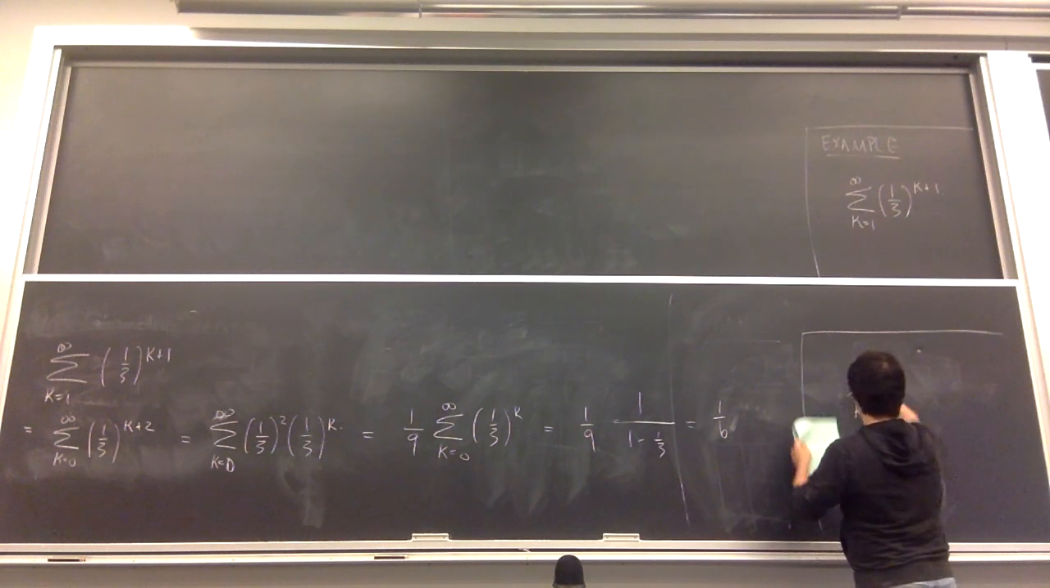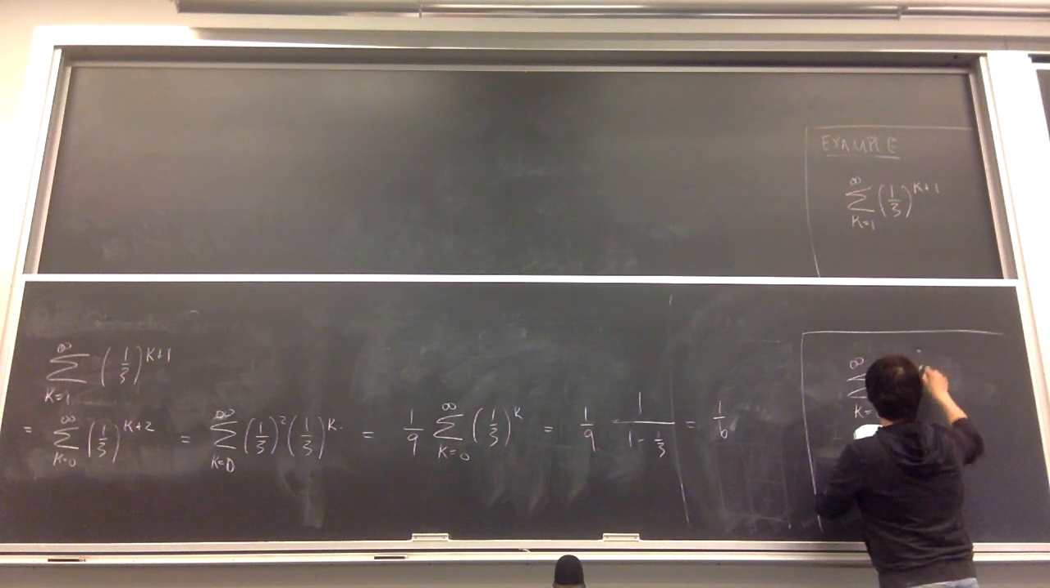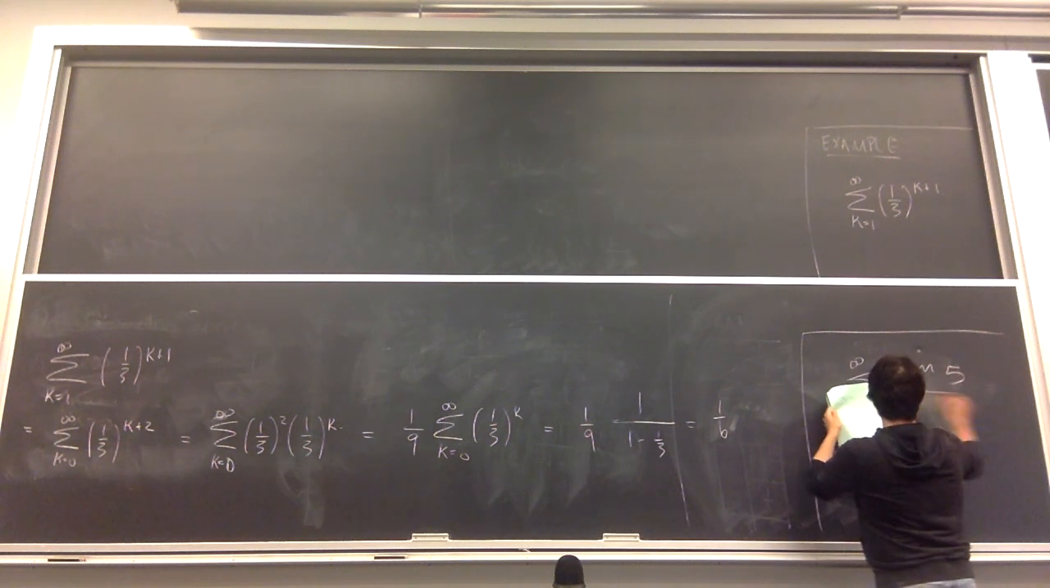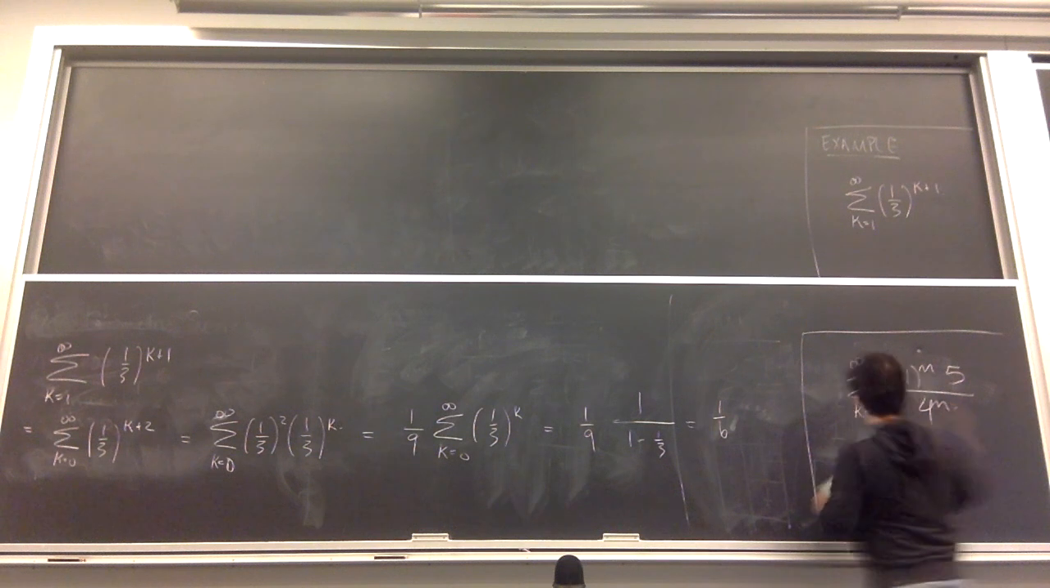Sum k equals 0 to infinity of (-1)^n 5 over 4^n.